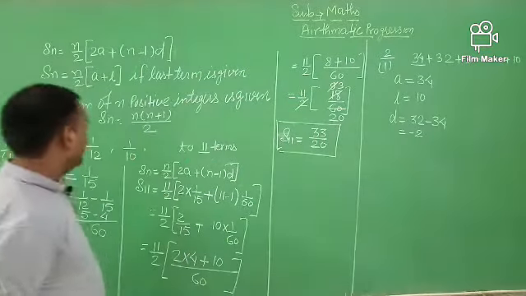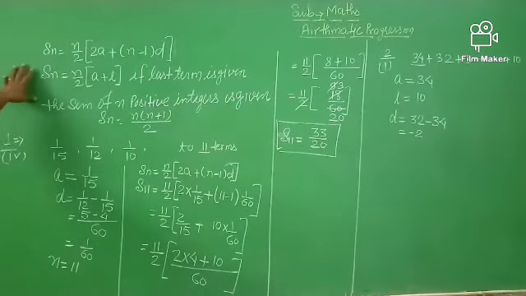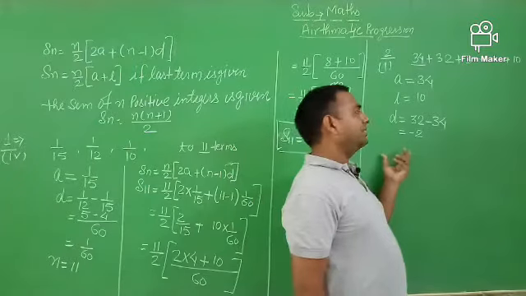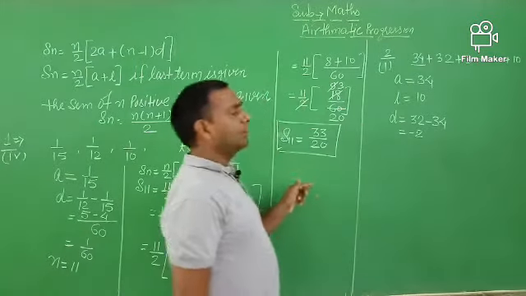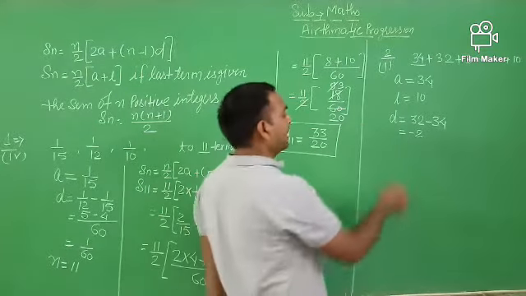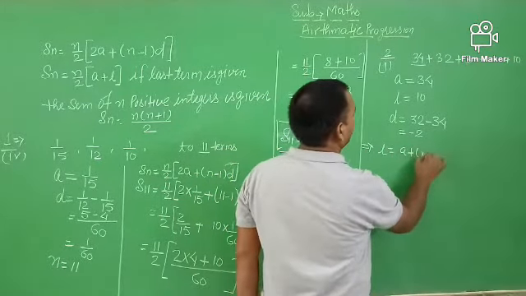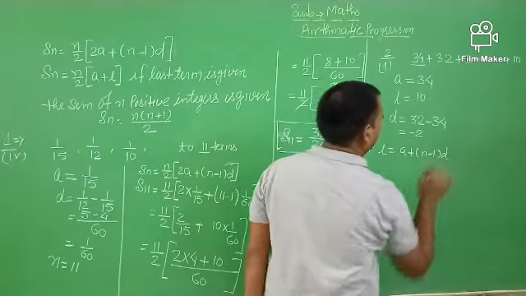If you want to find the sum of the n terms, then it is necessary that you find the value of n. But in that question, the value of n is not given. Then first you find the value of n. You apply the formula of the last term: last term L is equal to A plus (n minus 1) into D.